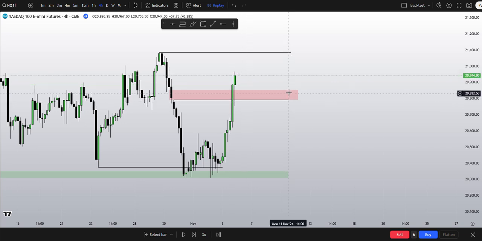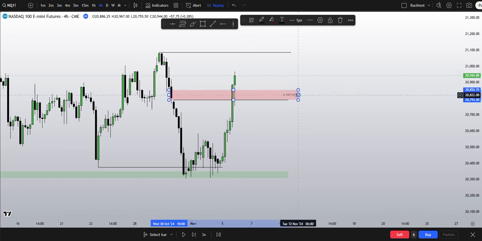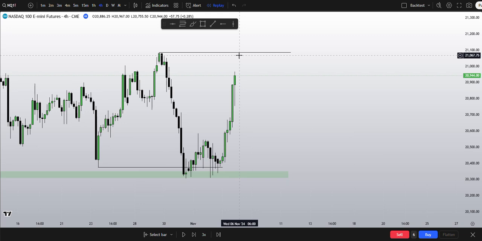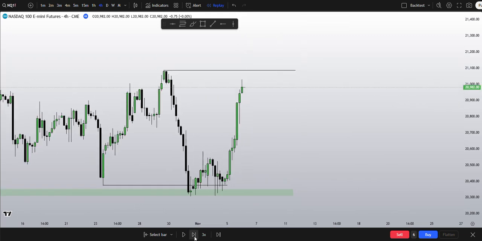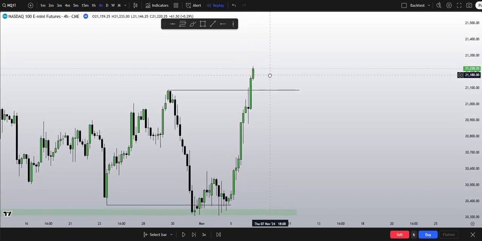Bang. Draw 1 hit. Disrespected immediately. This is extremely bullish. I am fairly confident we will go to 21,086. And we take 21,086.